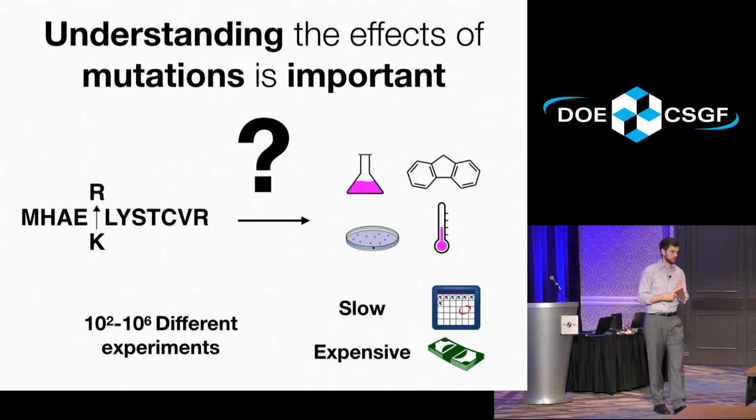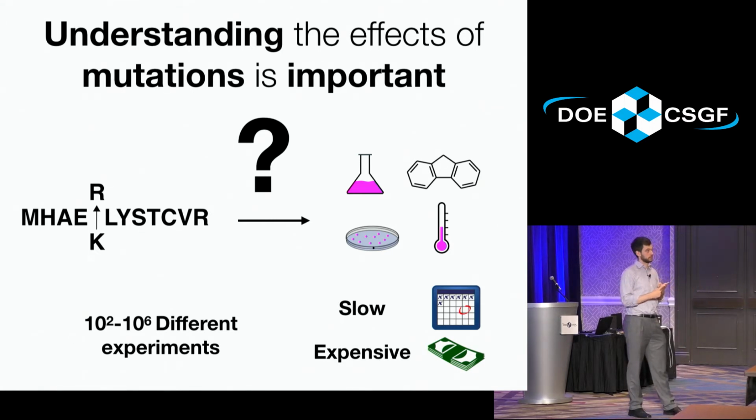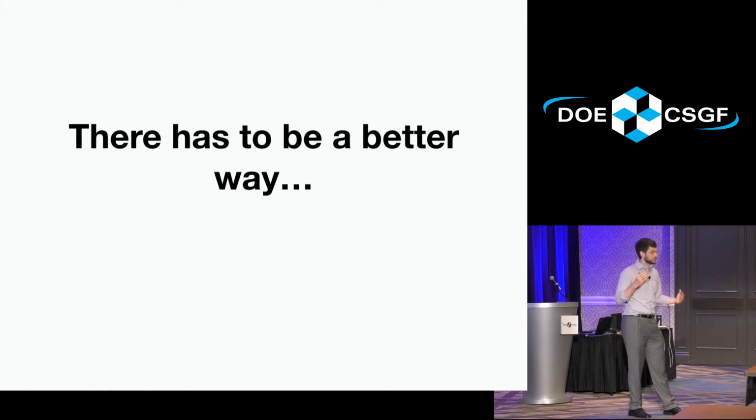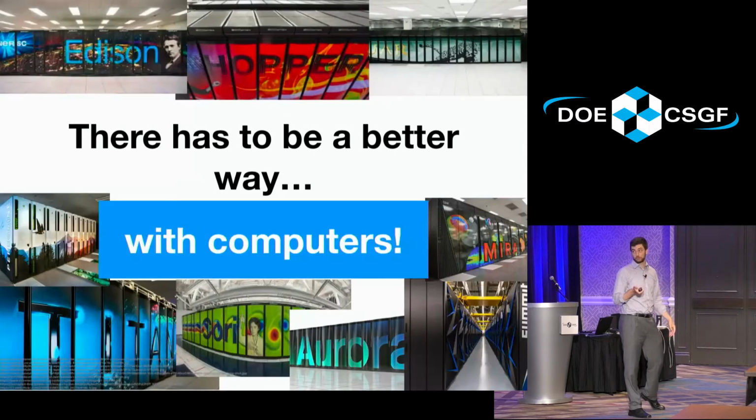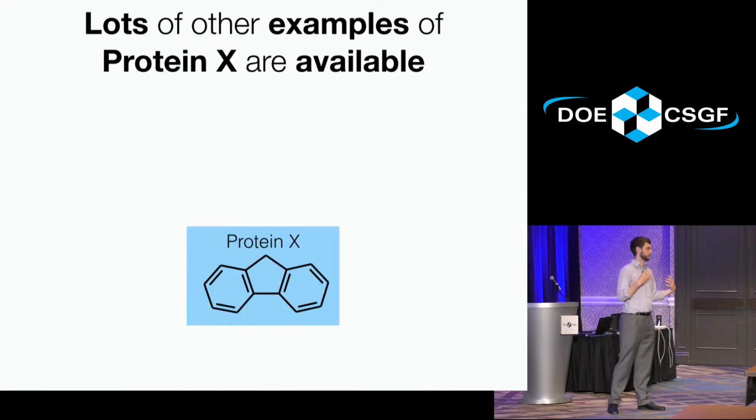You have to order the reagents, you have to do the experiment, you have to transform it, and this can take a lot of time and a lot of money. So there just has to be a better way. And since we're at the CSGF, we know, of course, it's with computers. So I'd like to take a step back and think of another way that we could do this.